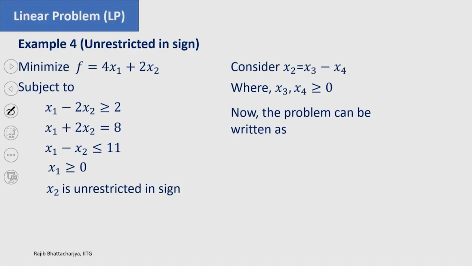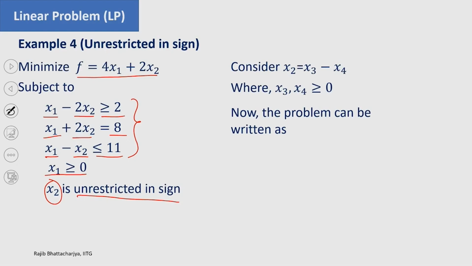So, let us consider this particular problem. This is a minimization problem: f = 4x1 + 2x2. There are 3 constraints. So, x1 - 2x2 ≥ 2, then x1 + 2x2 = 8, x1 - x2 ≤ 11. x1 is positive here, but x2 is unrestricted in sign, that means x2 can be negative also.